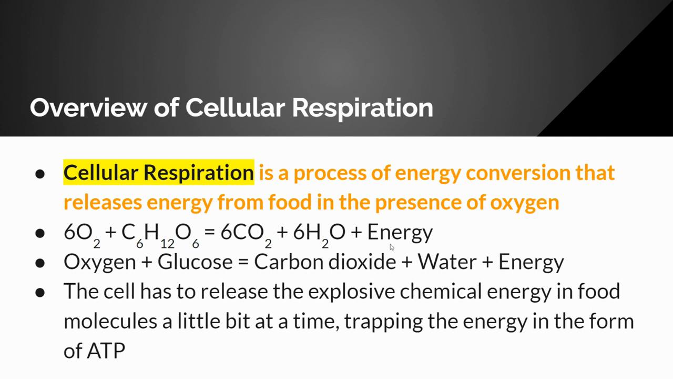So that's what happens. The cell has to release the explosive chemical energy in food molecules a little bit at a time, and it's trapping that energy in the form of ATP. Remember, ATP is adenosine triphosphate. Tri meaning 3 phosphates. ADP is adenosine diphosphate, which only has 2 phosphates.